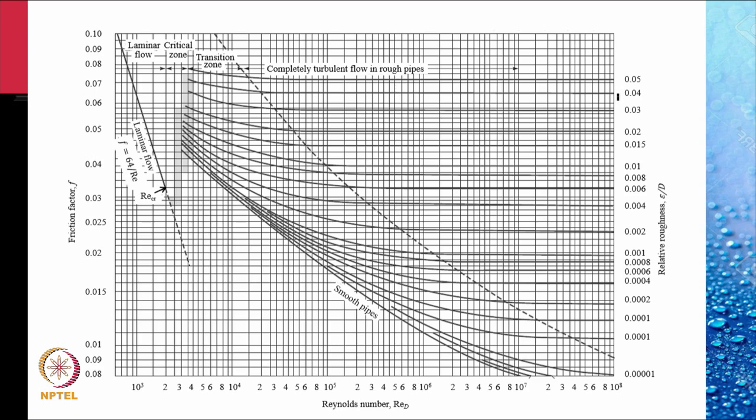On this, the friction factor F is on this scale, the Reynolds number is on this scale, and the various curves are for the various values of the relative roughness parameter epsilon by d. Now, notice in this case, epsilon by d does not occur. This is true for all values of epsilon by d.